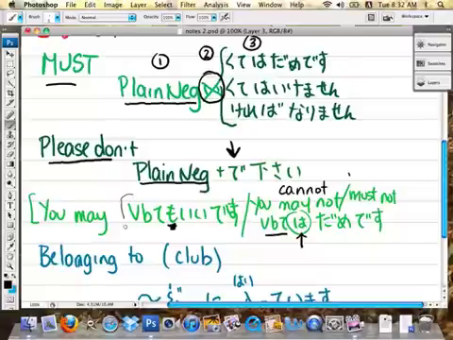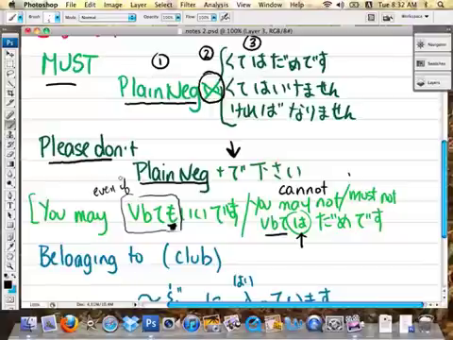And for those of you looking for a level up, this construction is the idea of even if. So tabete mo means even if I do that, then we put the E on it. So we're not really asking, may I do that? We're saying, even if I do that, is that okay? And in English, we translate it as, you may, yes.